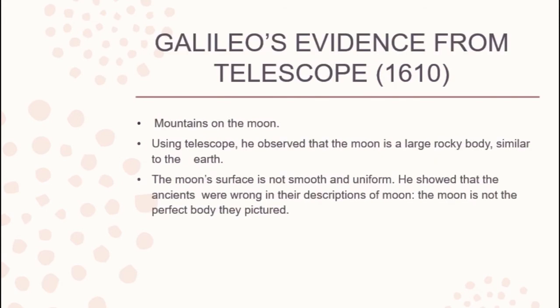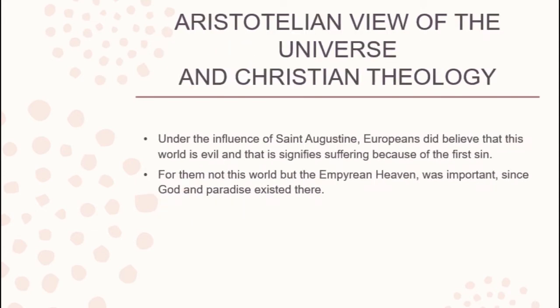Galileo, evidence from the telescope, 1610. There is a lot of evidence from the telescope. One of it is mountains on the moon. Using the telescope, Galileo observed that the moon is a large rocky body similar to the Earth. The moon's surface is not smooth and uniform. He showed that the Aristotelians were wrong in their description of the moon. The moon is not the perfect body they pictured.